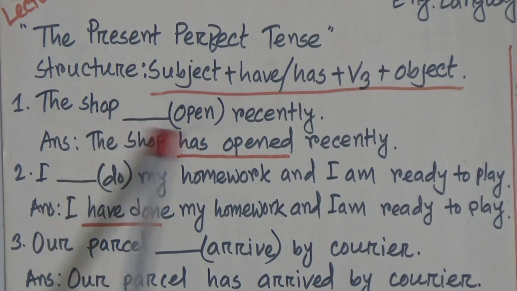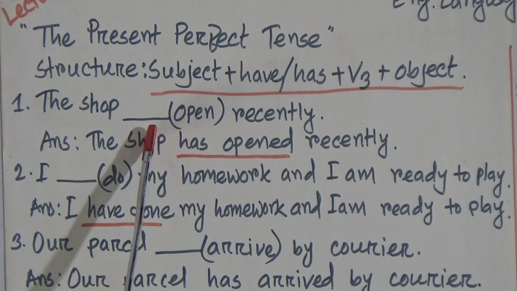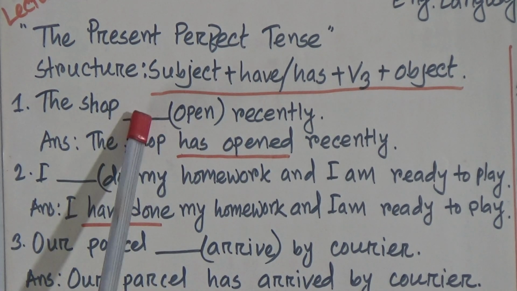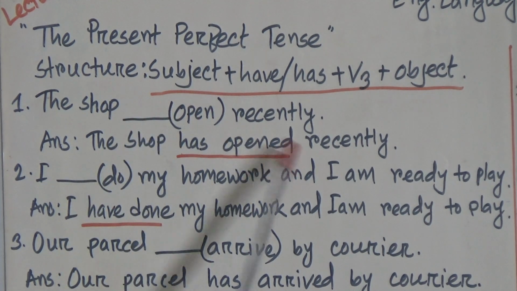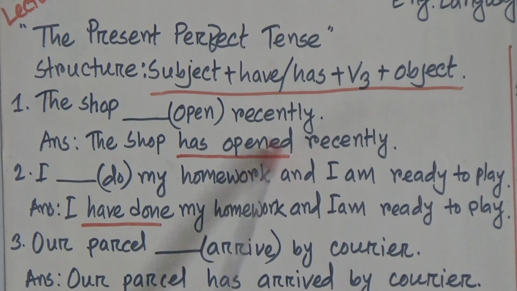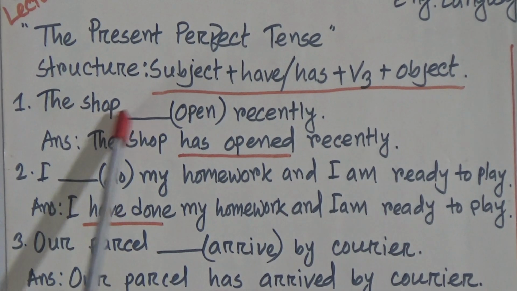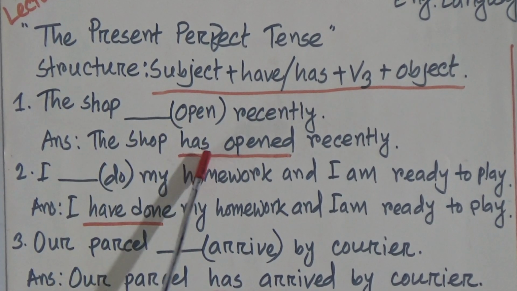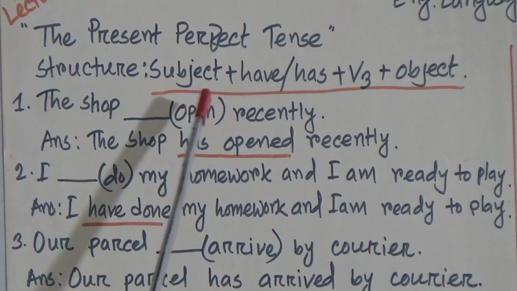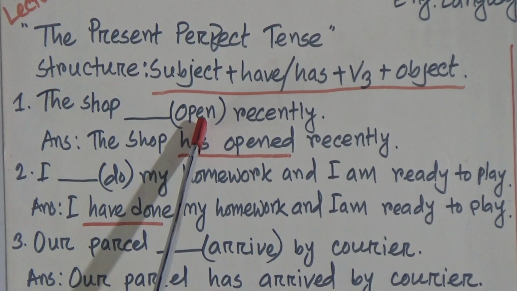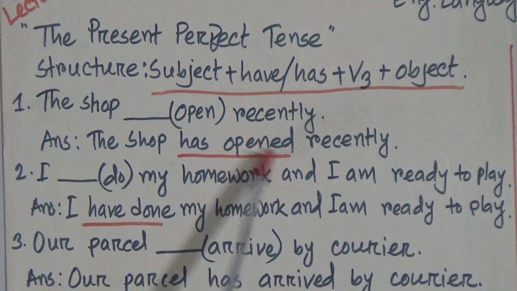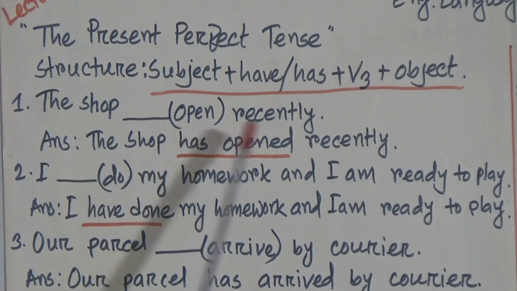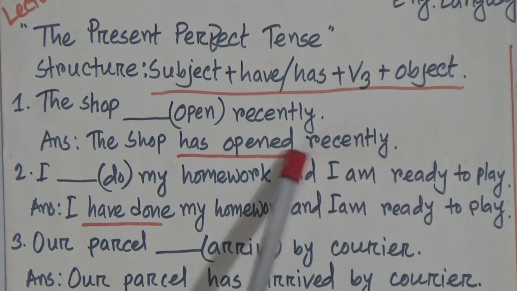So if we need to convert this sentence into present perfect tense, we have to use an auxiliary verb and the main verb's past participle form. The shop is singular, so here we have to use has. The shop has opened. The past participle form of the verb open is opened. That means the answer would be: The shop has opened recently, okay?